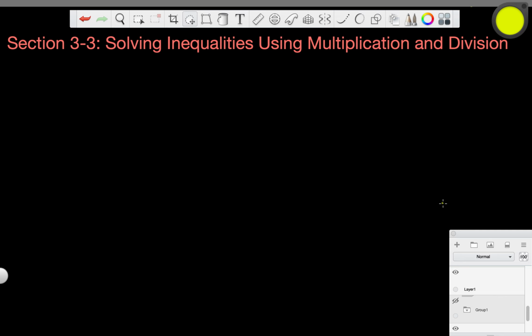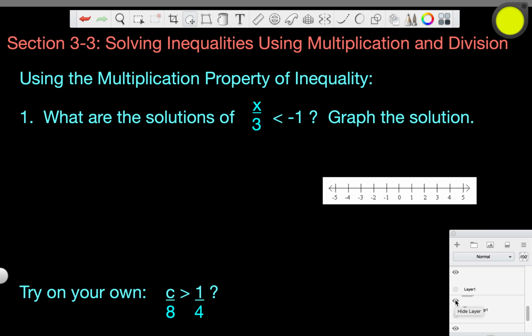So in section 3.2, we did using addition and subtraction, so now we're going to move to multiplication and division. Using the multiplication property, all that means is that you are moving some constant to the other side using multiplication, same way as what we did for equations. First up, this question wants us to solve for the solutions of x over 3 is less than -1, and then we want to graph it, okay?